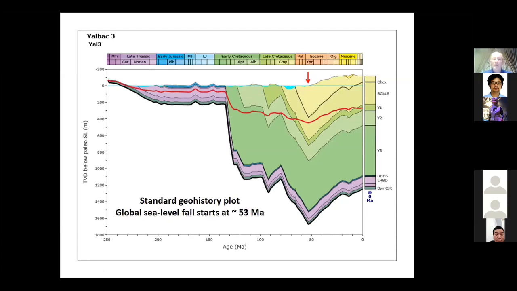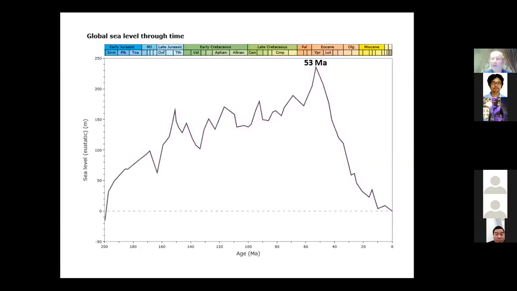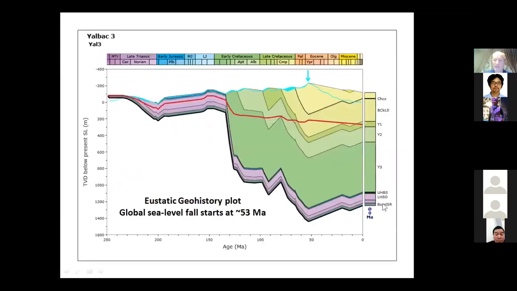But if you actually look at the sea level curve, you'll notice that sea level also starts to fall at 53 million years. That's right here. Here's our sea level curve. Here's 53 million years. And it makes me think that the real ending of Jarlbach deposition was this fall in sea level, which turned it into dry land.